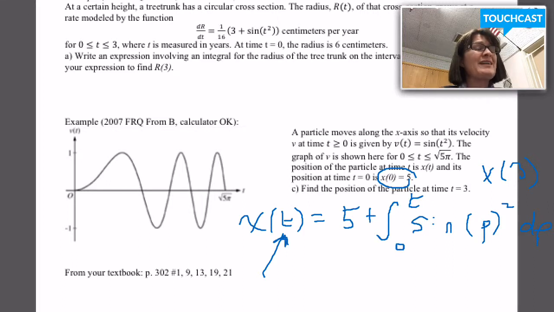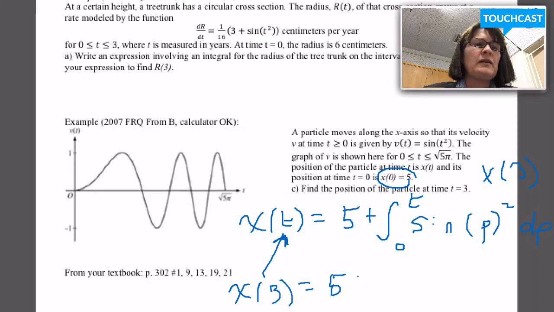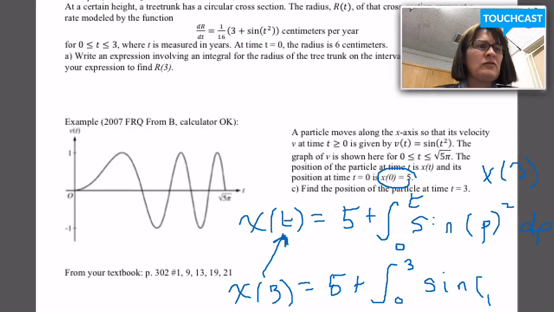So that was your first step, to write an expression for x of t, the position function, and then we're asked to find x of 3. I want to be very, very clear here. I'm plugging in 3 for t, and this function only has one t in it, and it's that upper limit of the integral. So this has to be the integral from 0 to 3. Sine of p squared, that's not a t, so don't go plugging in a 3 for a p. You're only going to plug it in for t's. So this is still sine of p squared dp.